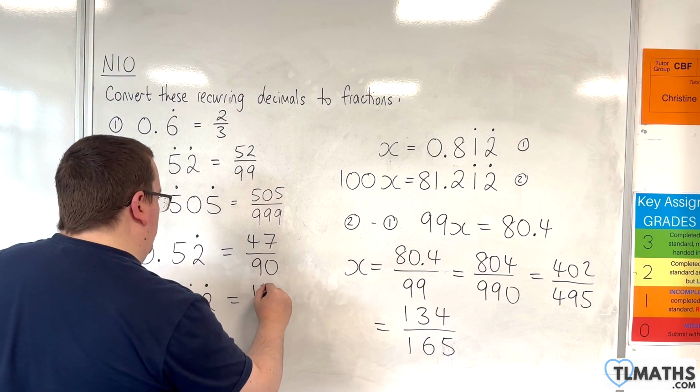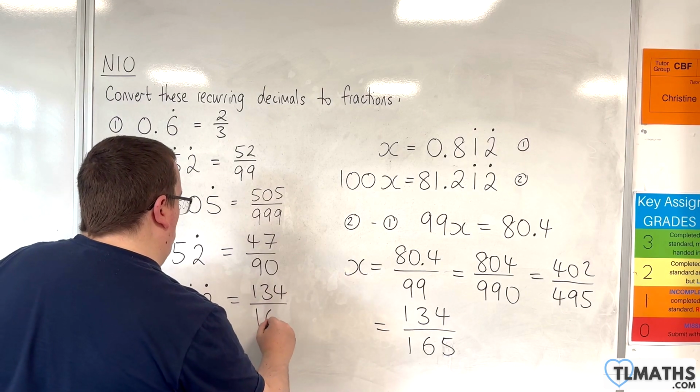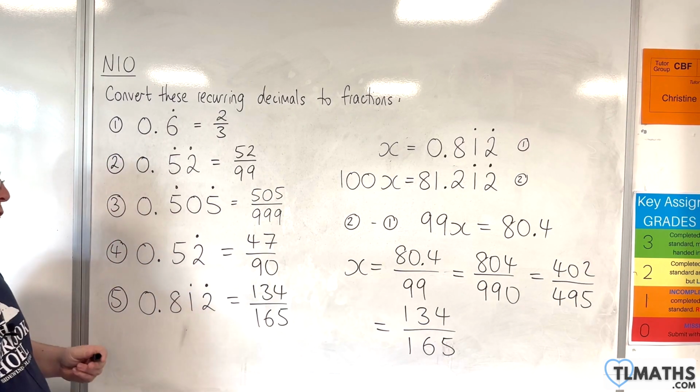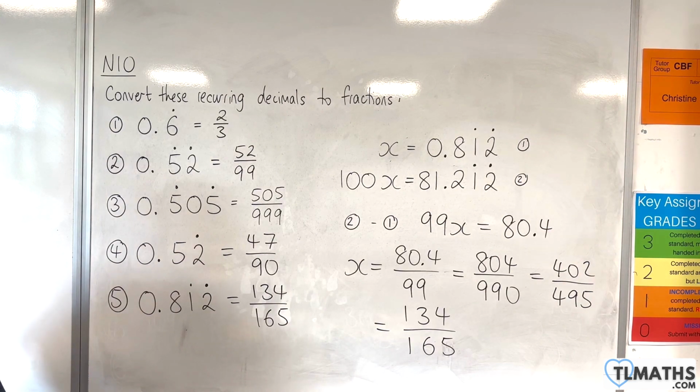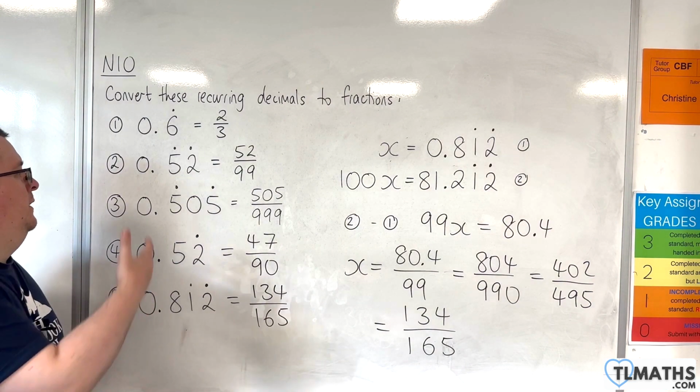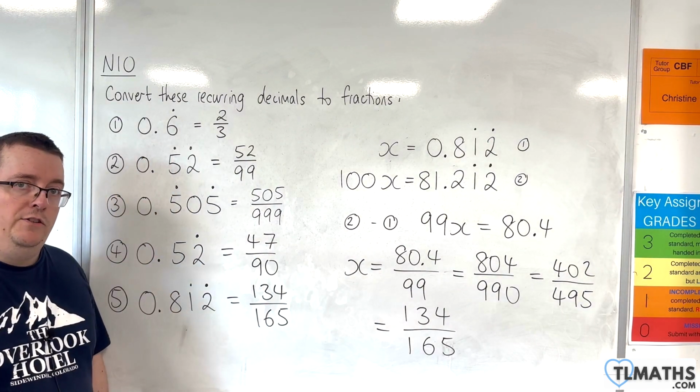So 134 over 165. Okay, and so that is how we can convert recurring decimals into fractions.